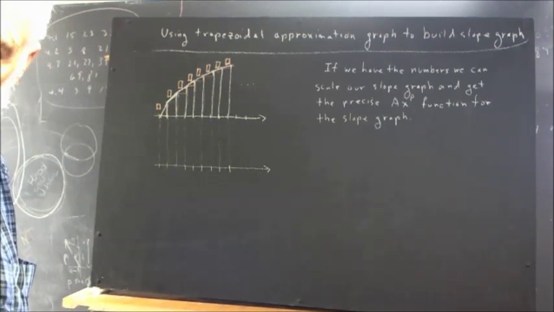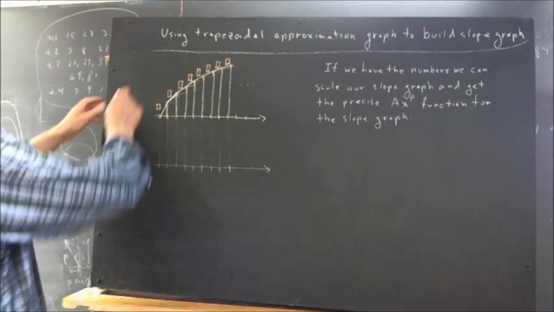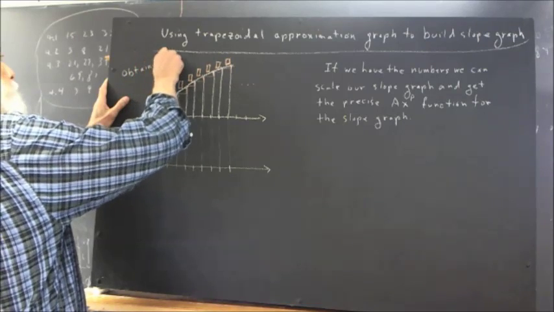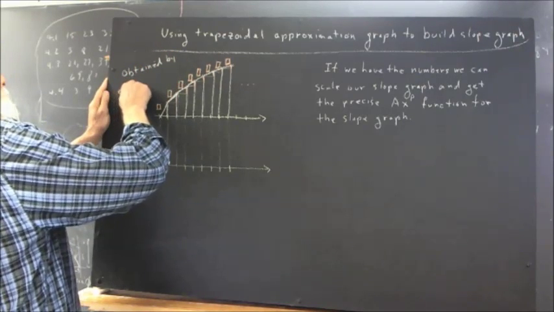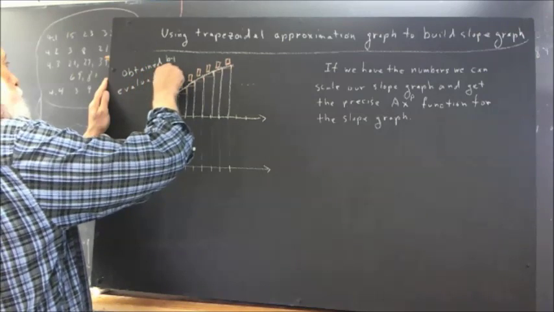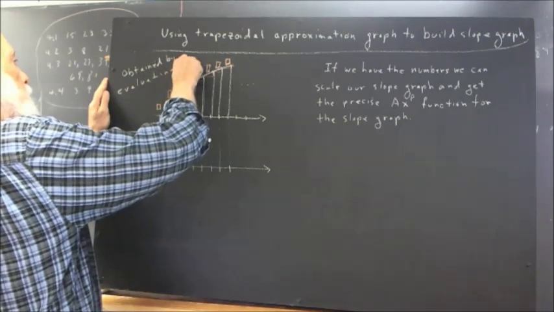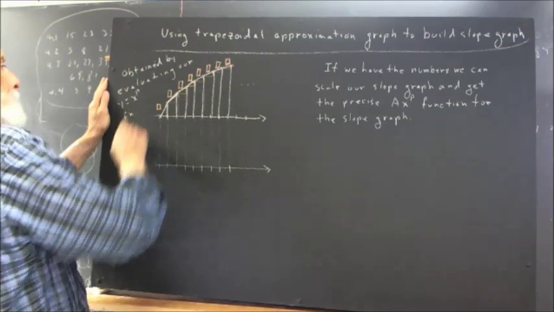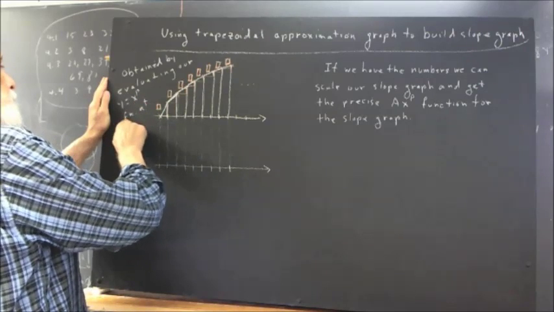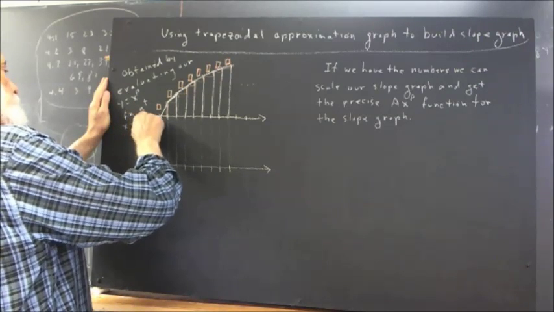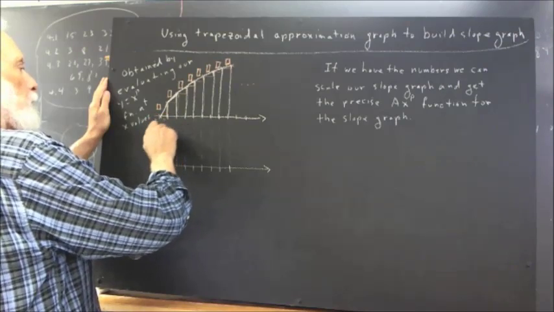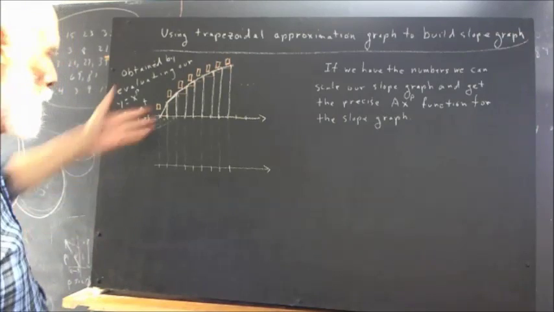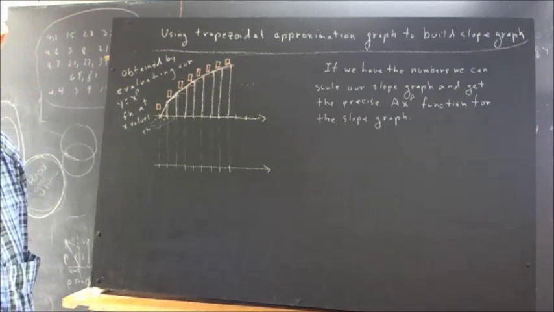Now we could get this, let's suppose this is obtained by evaluating our y equals x to the p function at our x values. That would be here, here, here, etc. Okay, so we're going to have actual numbers on a trapezoidal approximation graph.